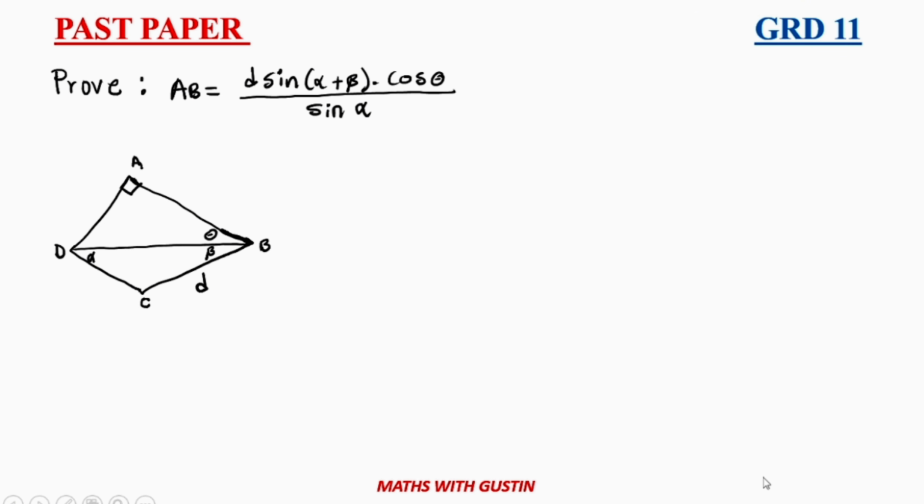What's up? Welcome back to yet another one. Now let's have a look at this question here. It is saying that we need to prove that B is equal to D sine theta plus beta multiplied by cos theta all over sine alpha. So now if we have a look at this, we have got two triangles right here. There's triangle number 1 and triangle number 2.